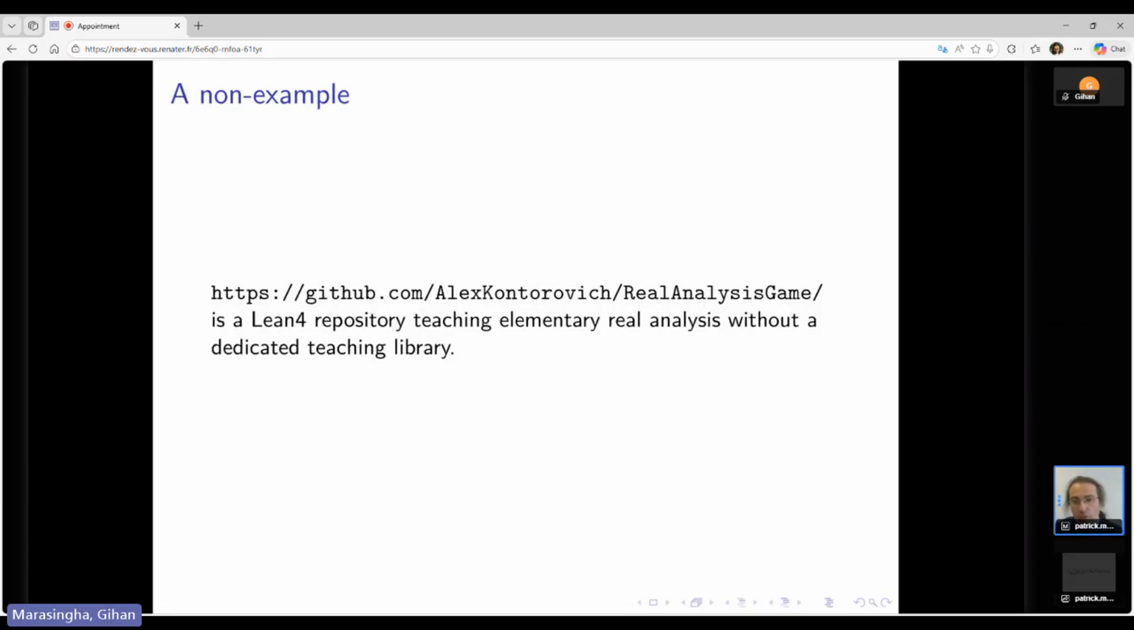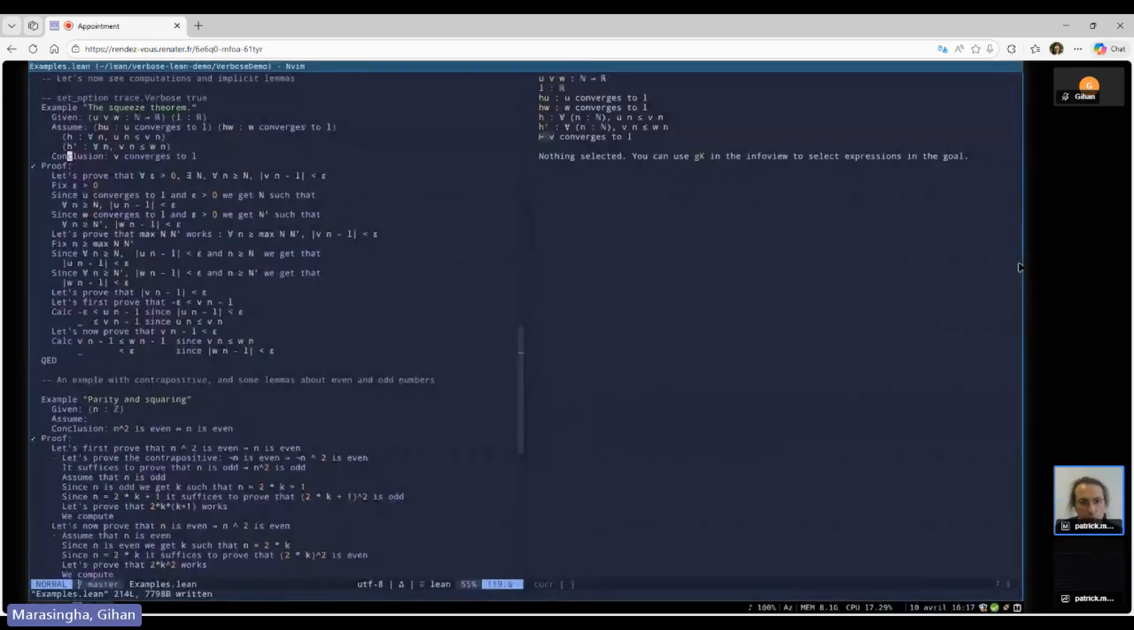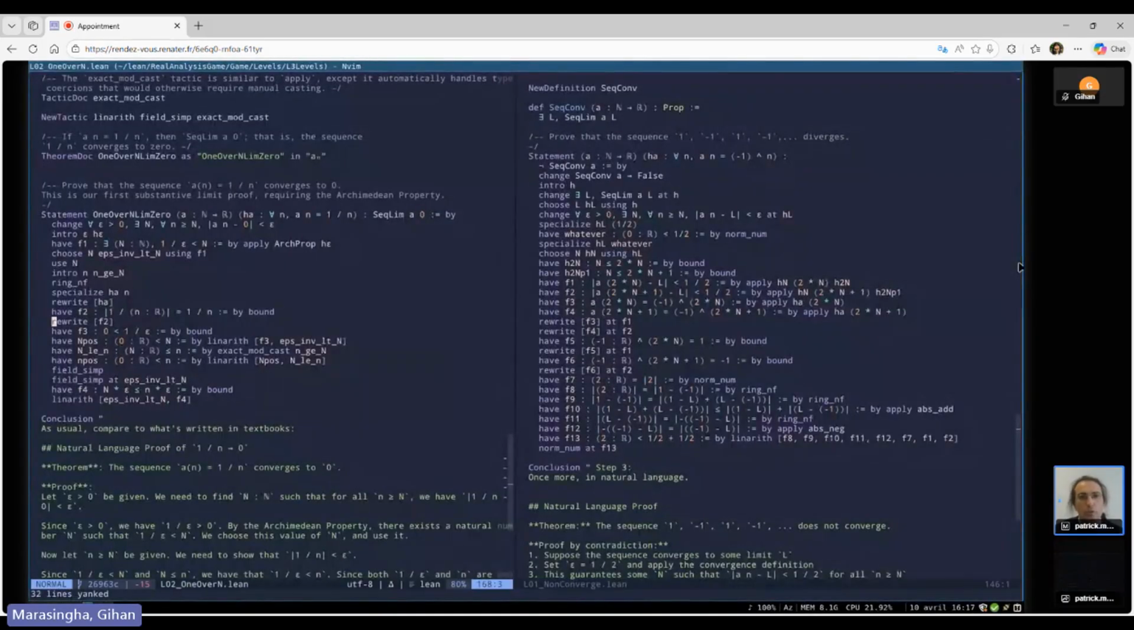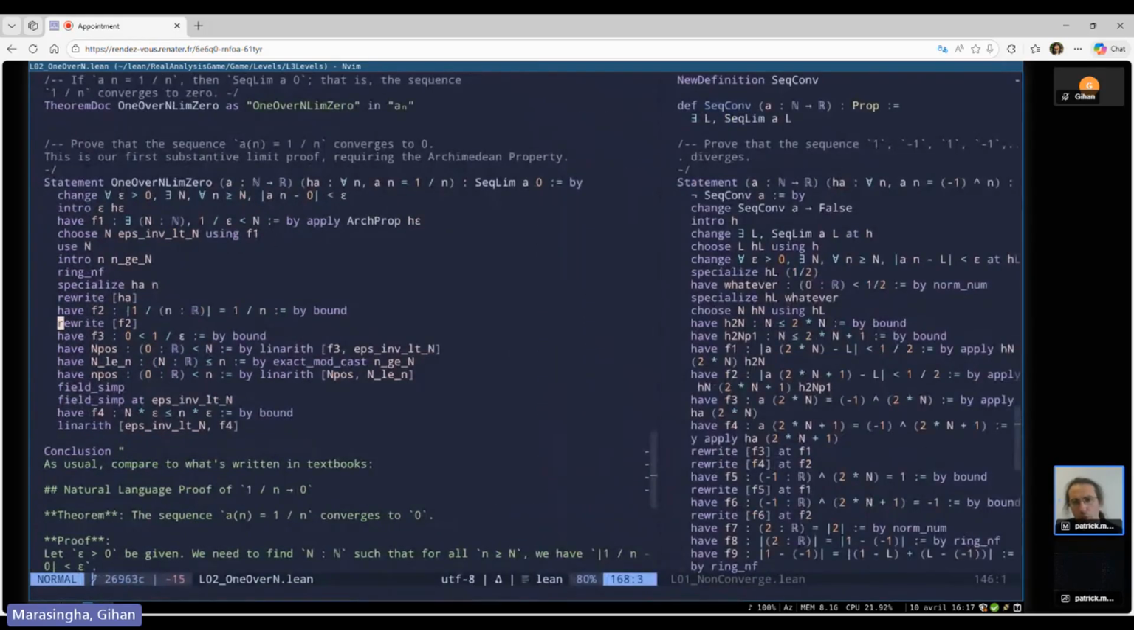So let's see a non-example. I think it's interesting to compare what I mean by not achieving those goals. At this URL, you've got Alex Kontorovich's real analysis game, which is teaching elementary real analysis, but without a dedicated teaching library. Let's see what it looks like. If we go to 2 files from that library, I don't know if this is big enough, or should I make this bigger? Maybe a bit bigger.